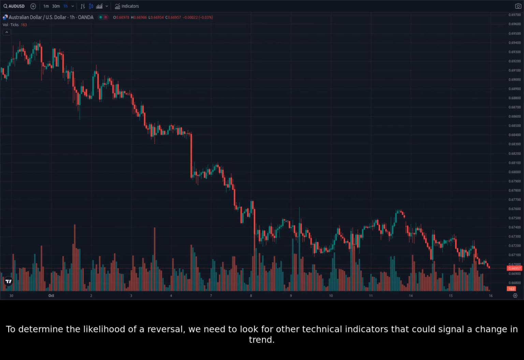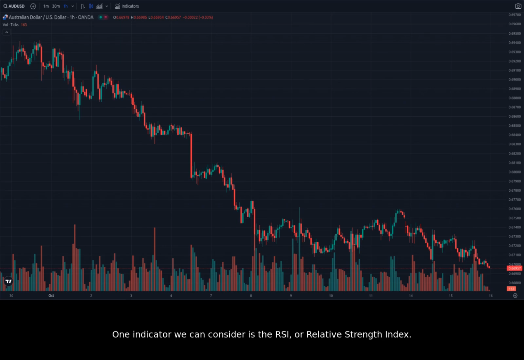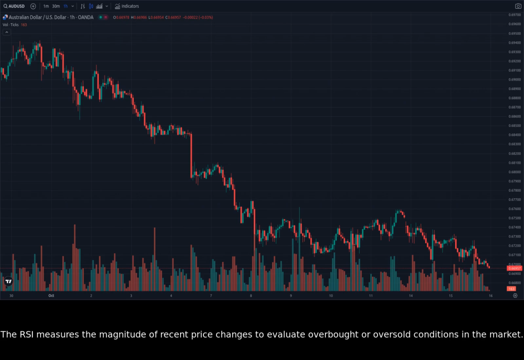in trend. One indicator we can consider is the RSI, or Relative Strength Index. The RSI measures the magnitude of recent price changes to evaluate overbought or oversold conditions in the market. If the RSI dips below 30, it could signal an oversold condition and increase the likelihood of a bounce back. On the other hand, if the RSI remains above 50, it suggests that the bearish trend is still strong.